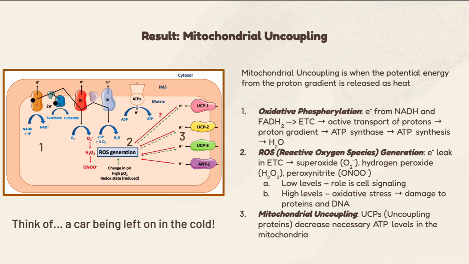Basically, the uncoupling proteins decrease ATP levels in the mitochondria because these agents allow protons to completely bypass ATP synthase. This process is very detailed and has a lot of information, but I like to think of it as a car being turned on in the winter. Essentially, the car engine is a mitochondria and it burns fuel efficiently, but the energy is dissipated as heat instead of being converted into mechanical energy or ATP. As a result, the car gets warm and protects you from the freezing temperatures outside the car.